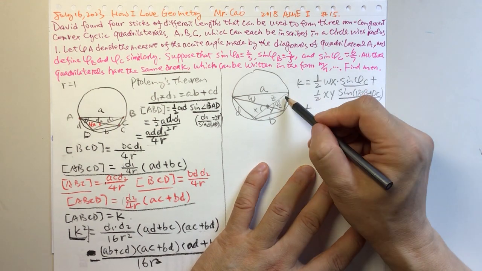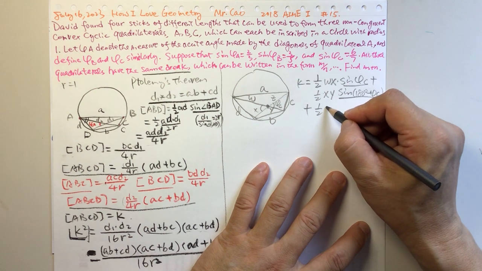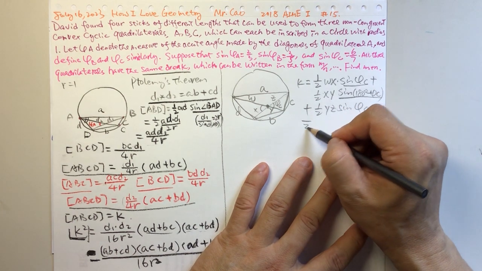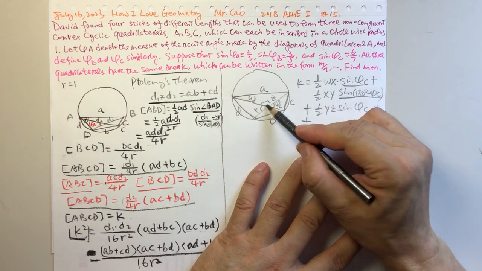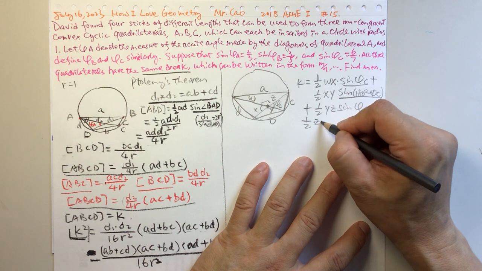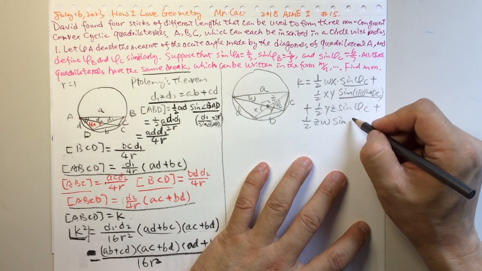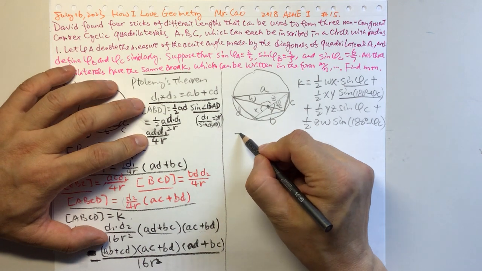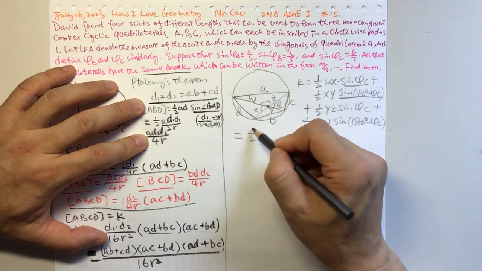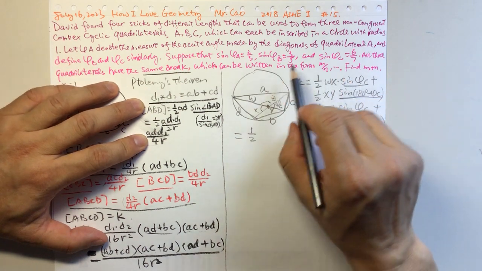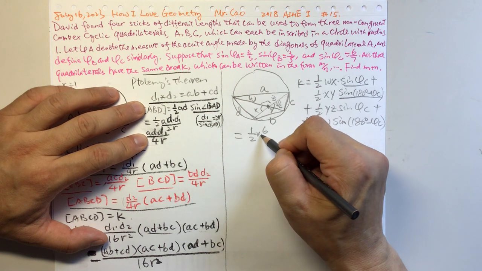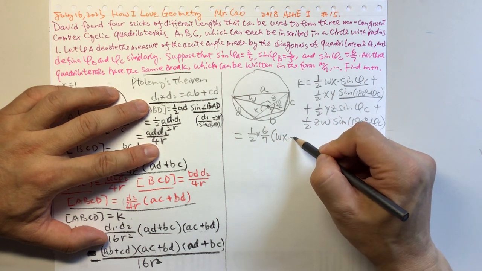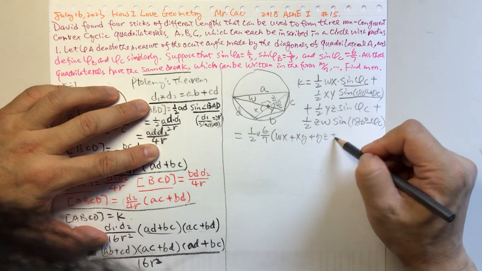And then plus the area of this one, 1/2 YZ sine phi C, then plus 1/2 of this area, ZW sine 180 degrees minus phi C. So all of them have 1/2 and sine phi C. That's sine phi C times 1/2, okay, then what's that? WX plus XY plus YZ plus ZW.